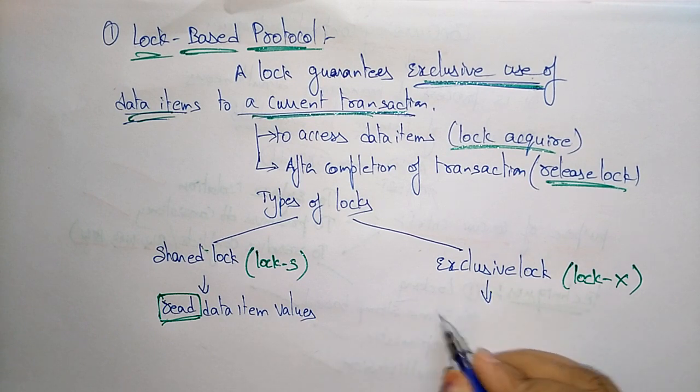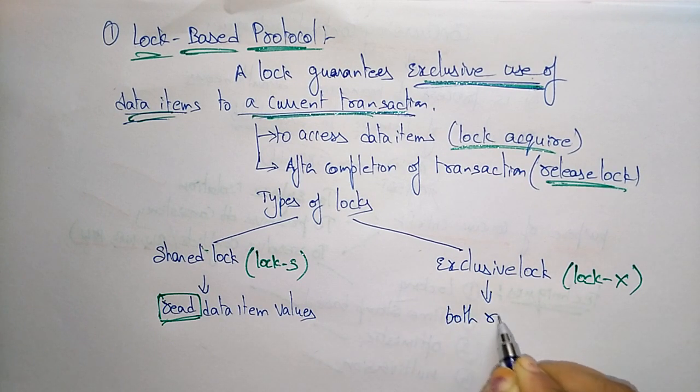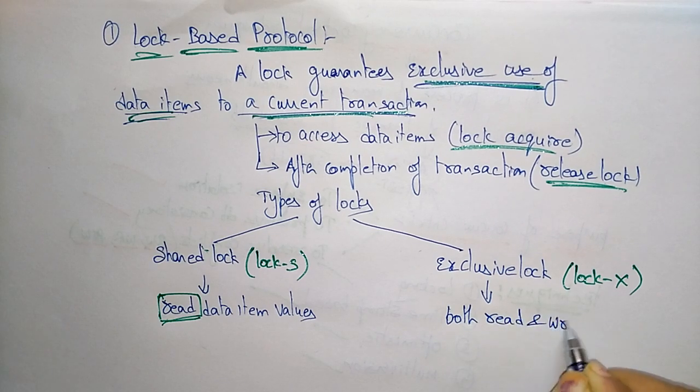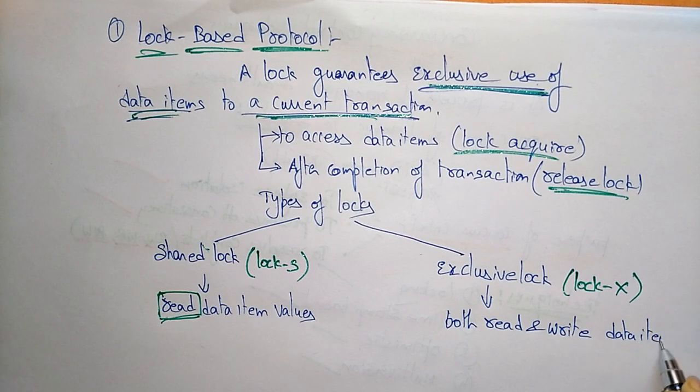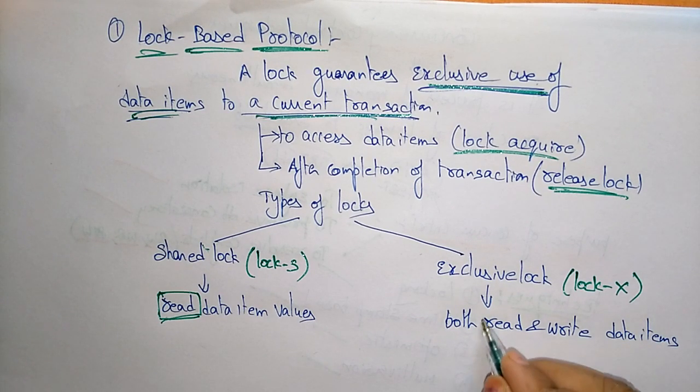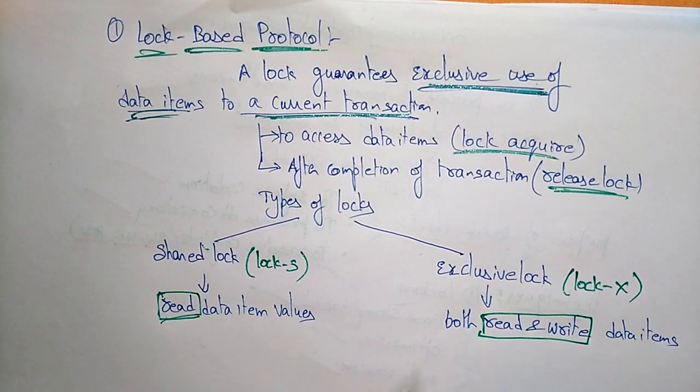lock is used for both read and write data item values. So exclusive lock is used for both read and write operations, whereas shared lock is only for read. If you want to read the data items, you just use the shared lock. If you want to read and save the data items, you use the exclusive lock. So these are the different types of locks used, shared lock and exclusive lock.